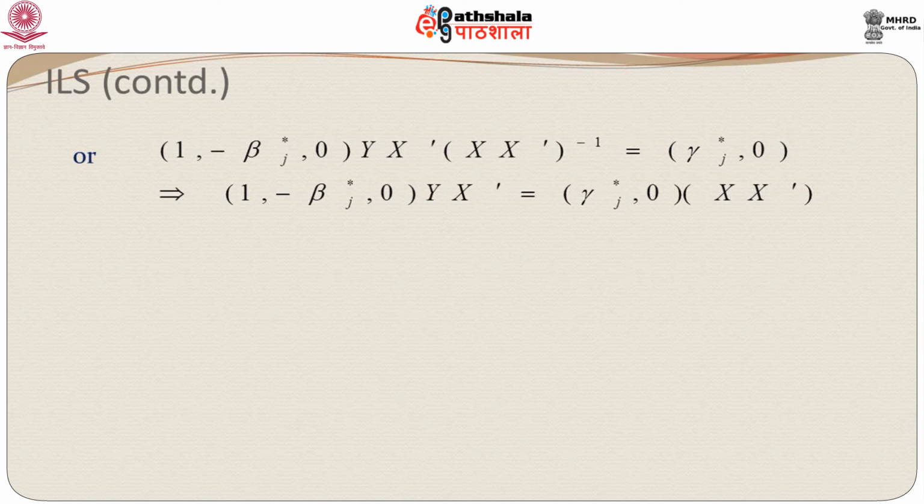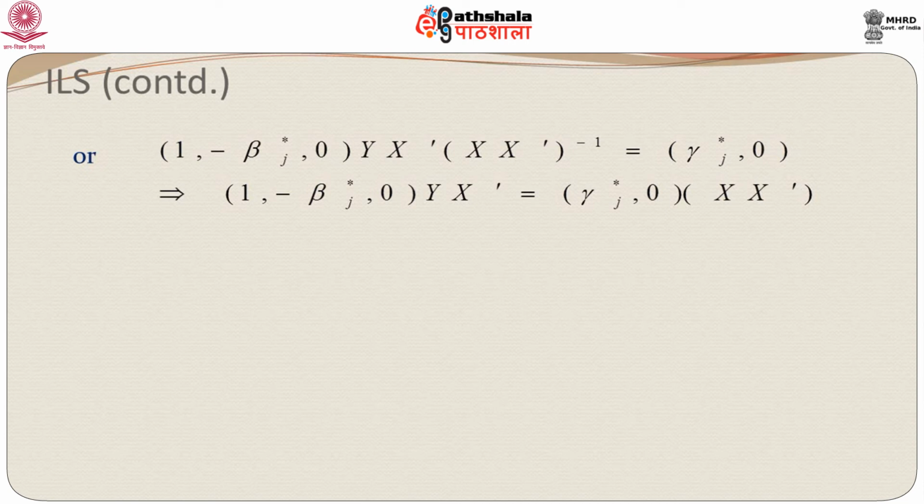So, what we get is, if I substitute pi by pi hat now, and then we do a little bit of algebra, what we come to is, take the x part on the right hand side, we have (1 minus beta j star 0) y x into x prime x x prime inverse is equal to gamma j star 0. Now, the minus gamma j star, because we are taking it to the right hand side, itself becomes plus. And then a little bit more simplification, x x prime inverse can be taken to the right hand side, and now we have an equation here.